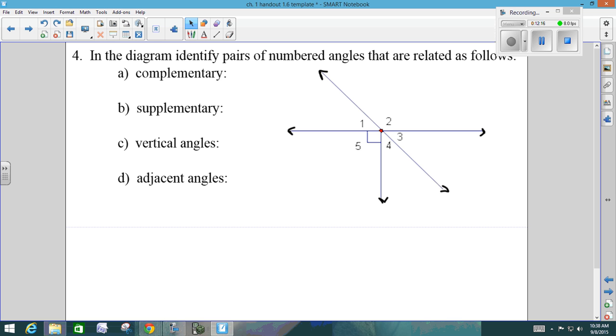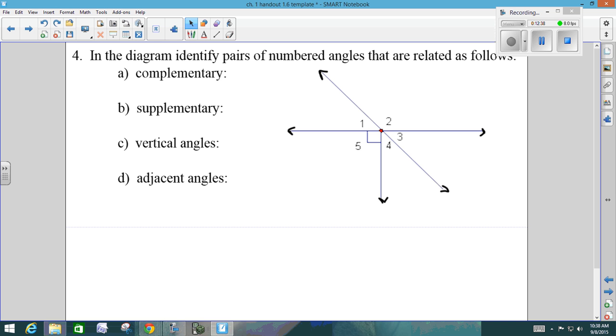What does it mean to be complementary again? Just have one 90-degree angle? The sum is 90, right? The sum of how many? 2. Good. I need to find 2 angles that would add up to 90 degrees in that diagram.